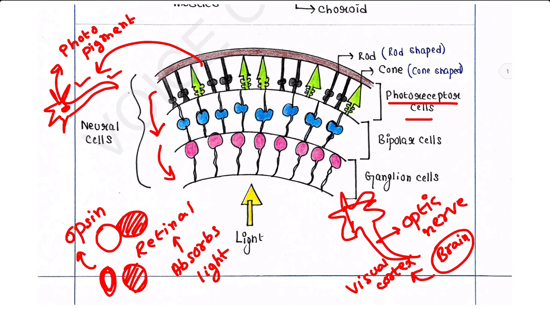During dark, there is regeneration of photopigments, when opsin and retinal are attached again. So is this clear till now? That photoreceptor cells are present in the retina, and those cells contain photopigments. Photopigments are made up of opsin and retinal. So retinal first absorbs light and then gets dissociated from opsin.